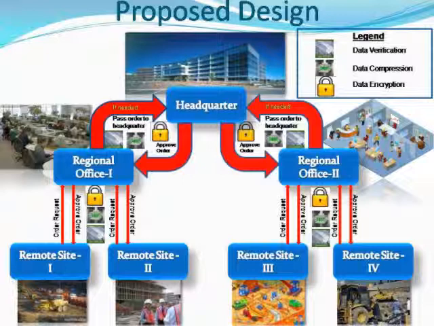The data is decrypted and decompressed at the regional office. Now, depending on the availability of the order material, the regional office manager will either approve the order or forward the remote site order to the headquarter office. The headquarter manager approves the order depending on the availability of the required material. The status of the order is notified to the remote site manager.